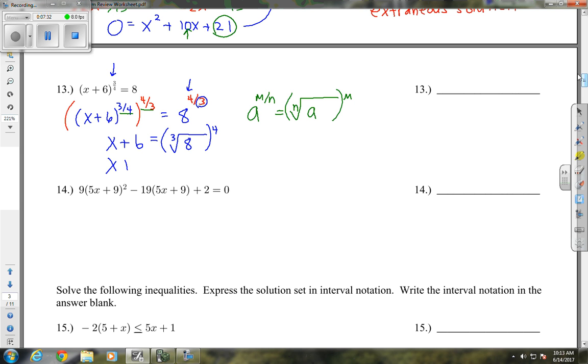Then we evaluate. Let's work from the inside out. The cube root of 8 is equal to 2, but I still have that outside exponent to evaluate. 2 to the 4th is 16. Now to solve, we simply subtract 6 from both sides, and we are home free.